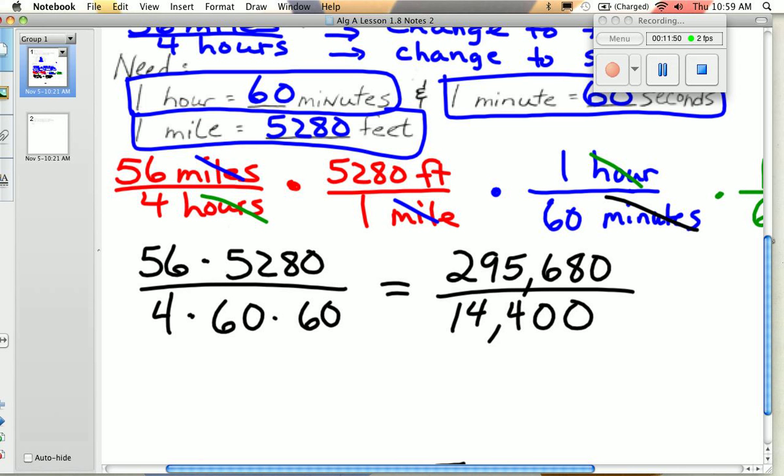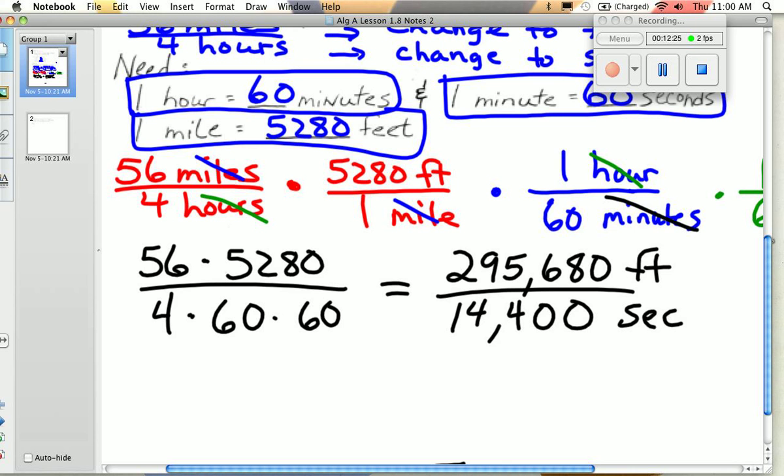Okay, do we all agree? Need everybody double checking. Do we all agree with the upstairs product? 295,680. And do we all agree with the downstairs product? 14,400. Okay, remember what was the only label left upstairs? Right now they're feet. What was the only label left downstairs? Seconds.